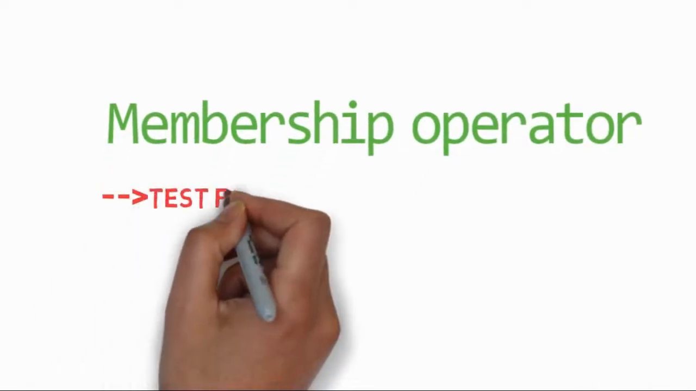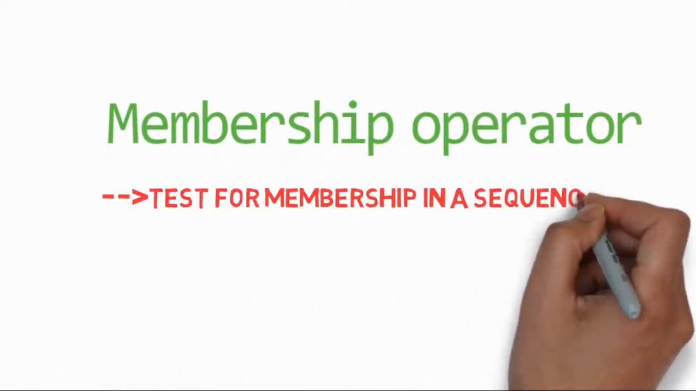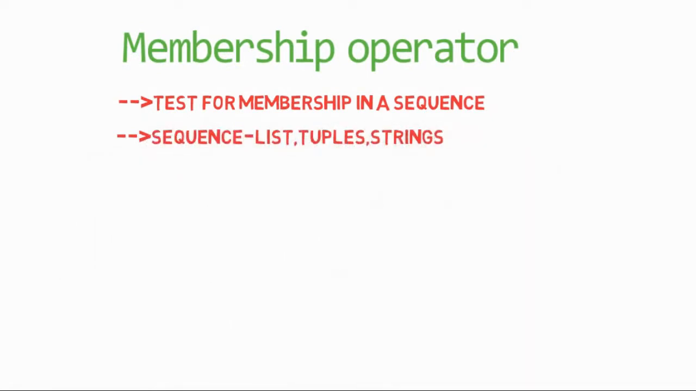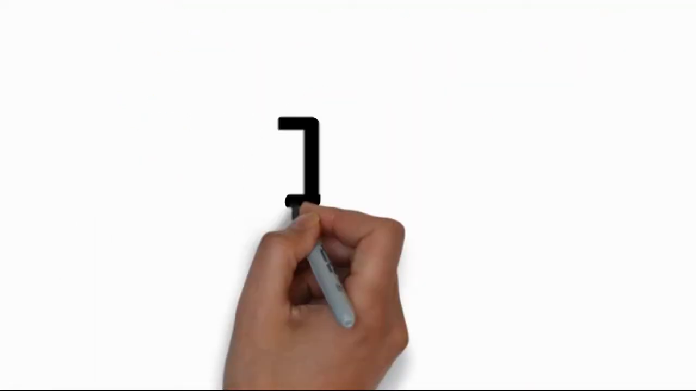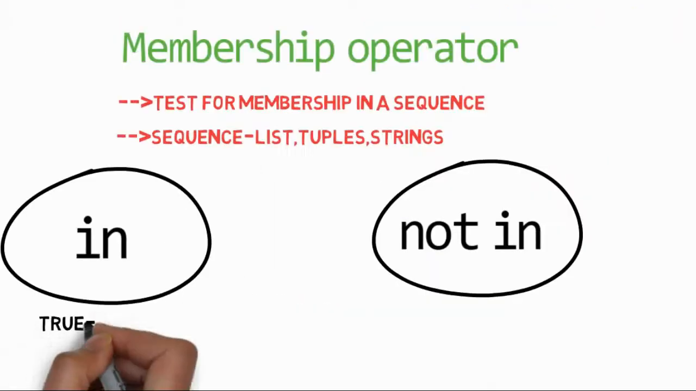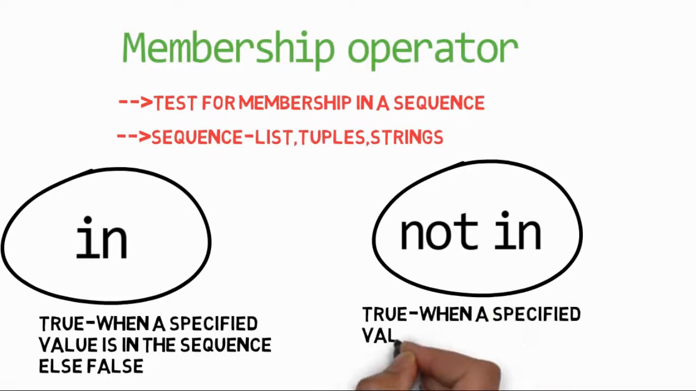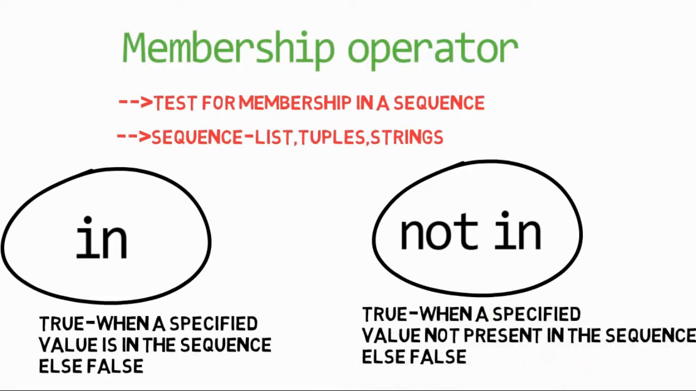Now let's see about the membership operator. This operator is used to check whether a particular element or value is present in a list or sequence, and the sequence may be a list, tuple or string. In and not in are the operators present in membership operators. In will return true when a specified value is present in the sequence, or else it will return false. And not in, which is the opposite of in, returns true when a specified value is not present in the sequence and returns false when it is present.